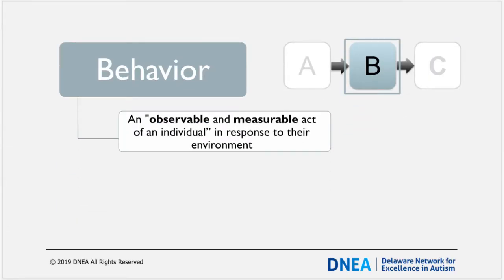Behavior is defined as an observable and measurable act of an individual in response to their environment. Behavior is something we can see, ideally with a clear beginning and end. In addition, a behavior should be defined in such a way that it can be accurately counted. Behavior must be defined with a level of specificity that someone else observing the individual could also measure it.